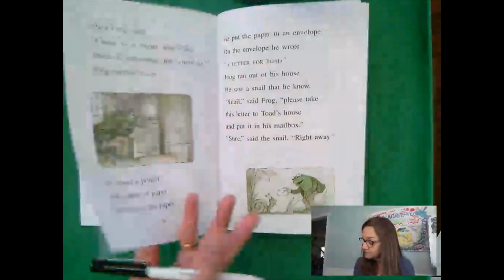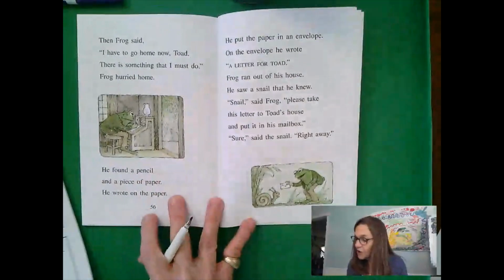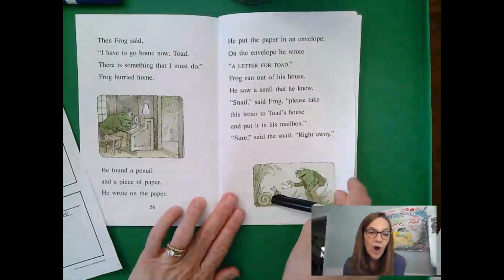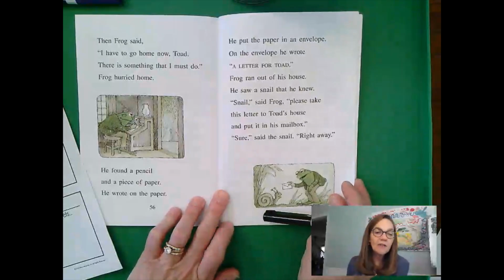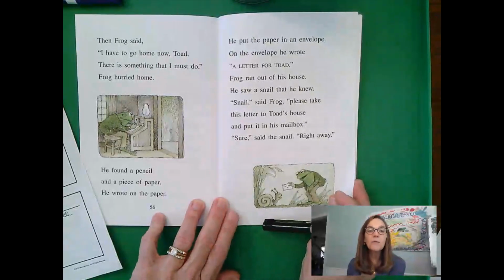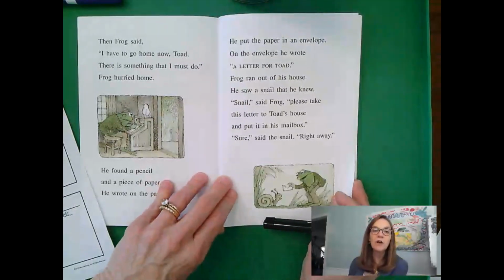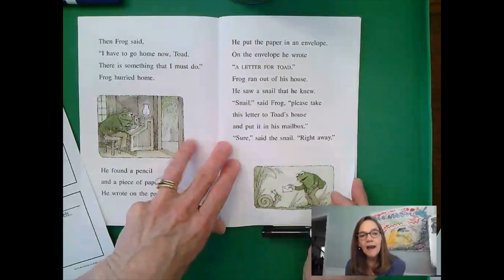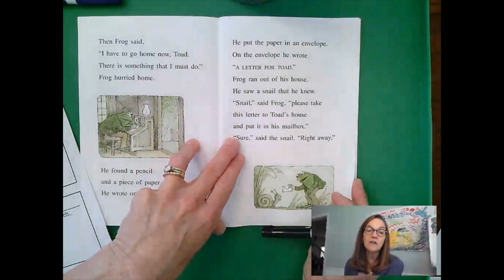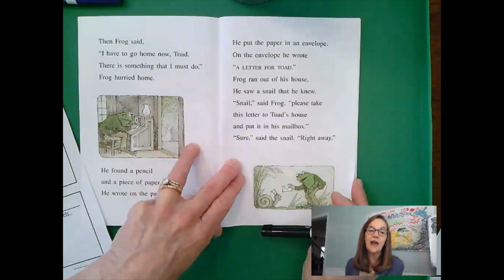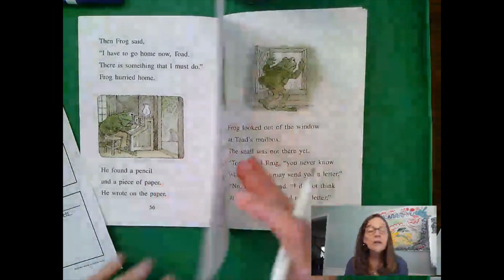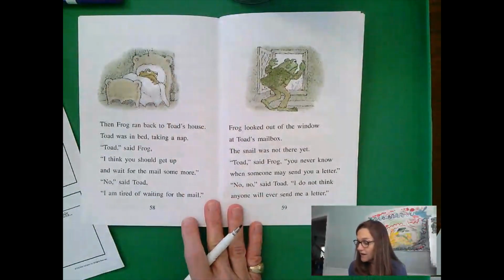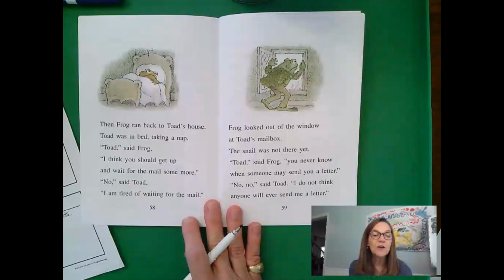Okay, let's move on. "Then Frog said, I have to go home now, Toad. There's something I must do." And Frog hurried home, and he found a pencil and a piece of paper, and he wrote on the paper, and he put the paper in the envelope. On the envelope, he wrote a letter for Toad. Frog ran out of his house. He saw a snail that he knew, and he asked Snail to take a letter to Toad's house and put it in his mailbox, and Snail agreed, okay? Then Frog ran back to Toad's house, and he got Toad up out of the bed.